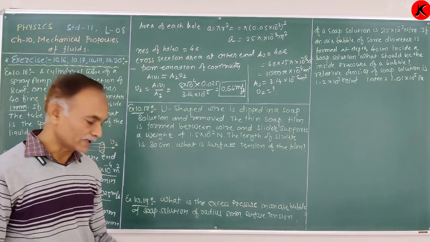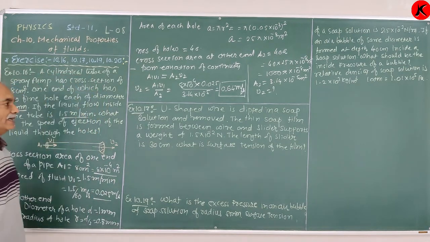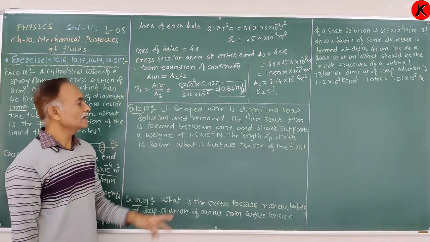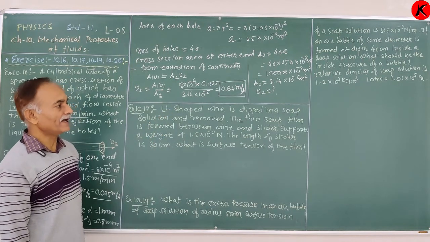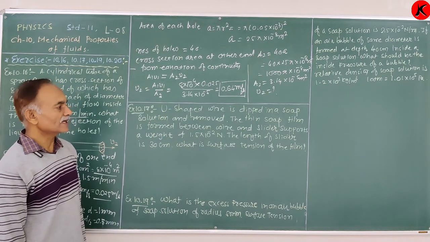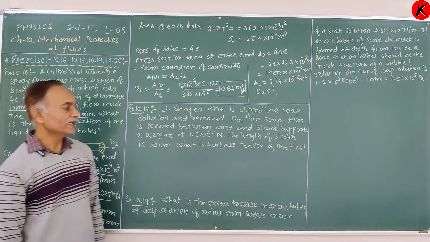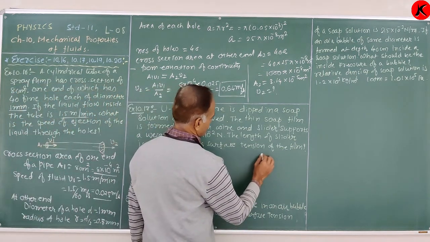Clear? Okay. After that, the next numerical is 10.17: a U-shaped wire is dipped in a soap solution and above. That means here we have the U-shaped wire.